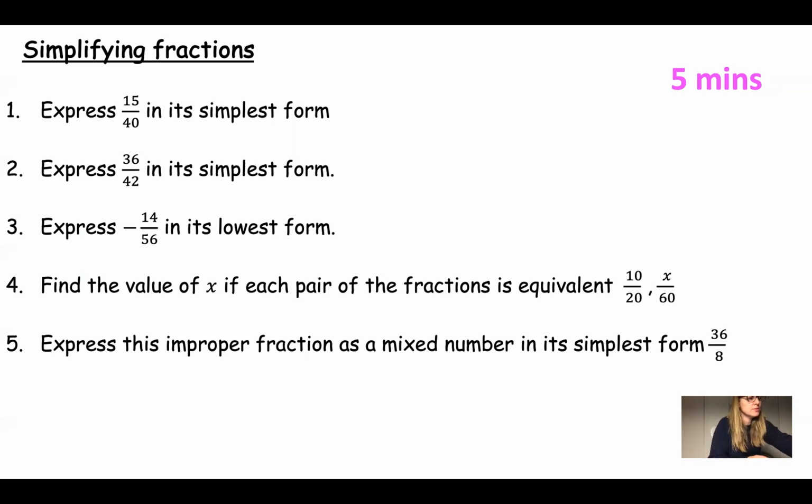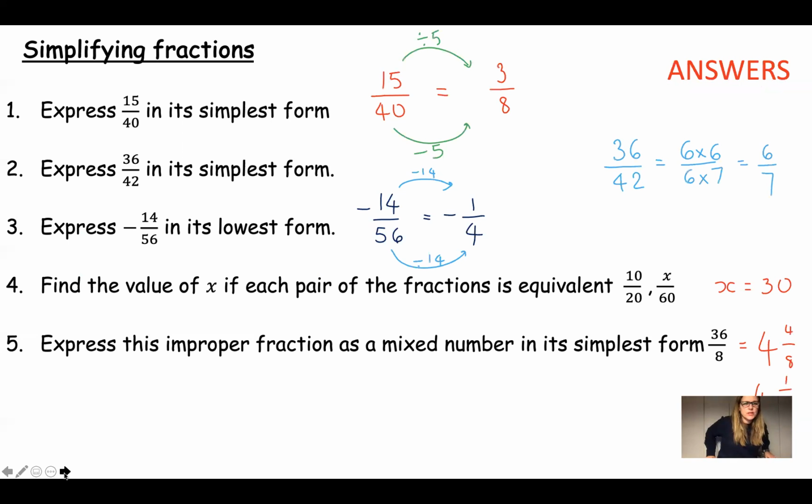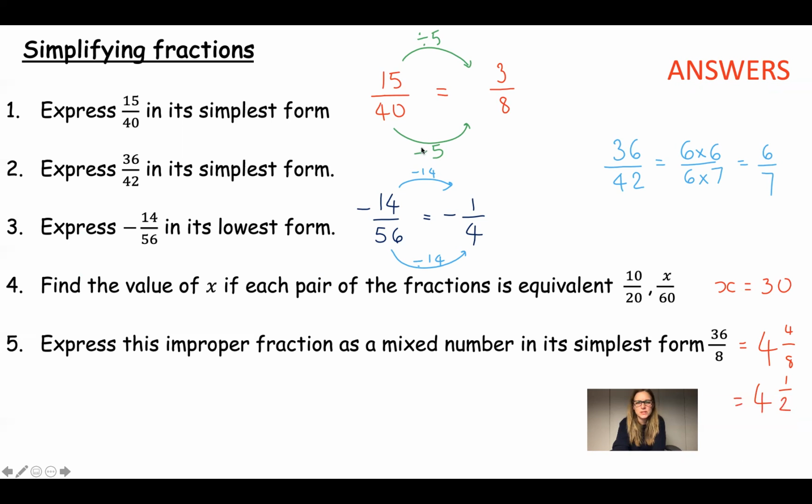Right, let's have a look at those 5 answers. Firstly, 15 divided by 40 in its simplest form, dividing the numerator and the denominator by 5 gives us 3/8. That should say divide by 5. It hasn't formatted quite properly there. That's the division sign. Okay, 36 divided by 42. Both numbers are in the 6 times table, so we can see that it simplifies down to 6/7.